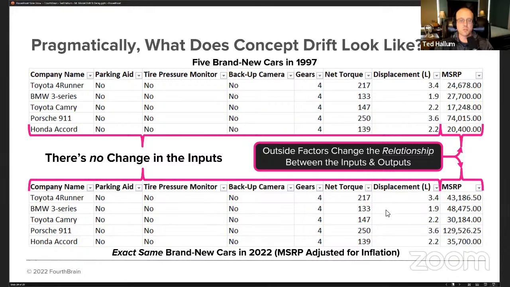1997 vehicles, but because the vehicles were never used, the manufacturer's suggested retail price can be adjusted upwards just in terms of inflation. And inflation is something I think we're all very keenly aware of right now. And inflation is a perfect example of concept drift. With concept drift, you don't have any changes to your input variables, but you have a change in the relationship of those input variables to your target label. So here, the only thing that changed was the MSRP. The MSRP for all of these vehicles is much higher in 2022 than it was when they were first produced in 1997.